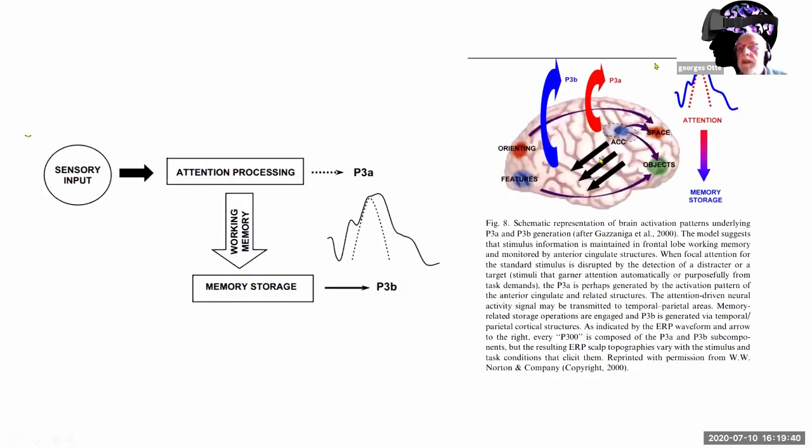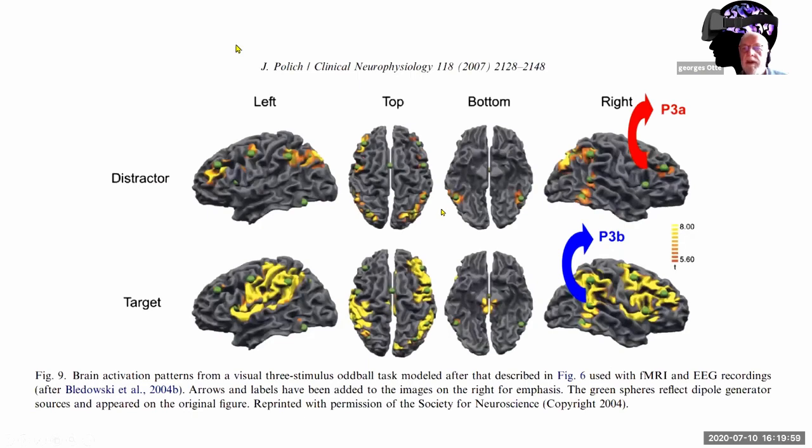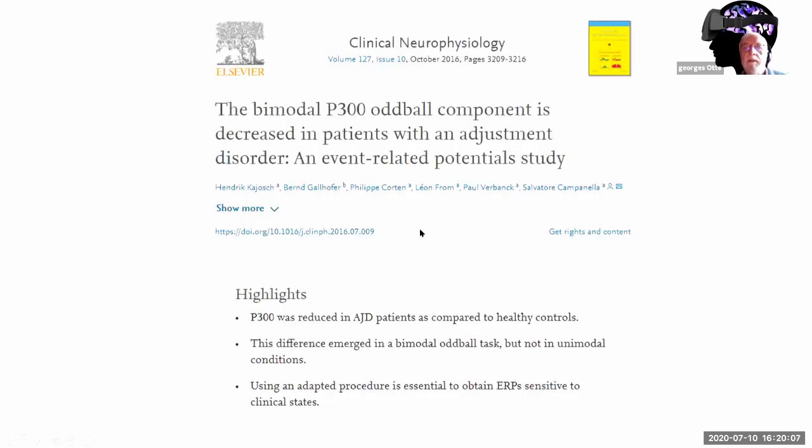So we see these are all the same, saying that P3A is more frontocentral, P3B is more centroparietotemporal in origin. There is a difference in origin. If you look at the sources of the potential, you can see that there's a difference. The same thing here, P3B is more parietotemporal, while the other ones are more frontocentral.